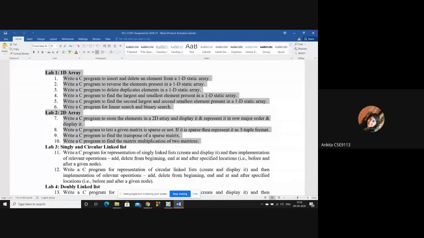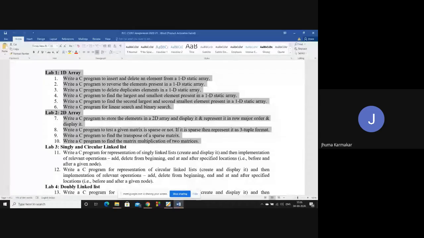So 0 0 1. Then 2 belongs to row 1, column 1. Right? So 1 1 2, and 3 belongs to row 2, column 2, so it will be 2 2 3. Is it understandable now? Yes, ma'am. Okay, so it is the 3-tuple format.